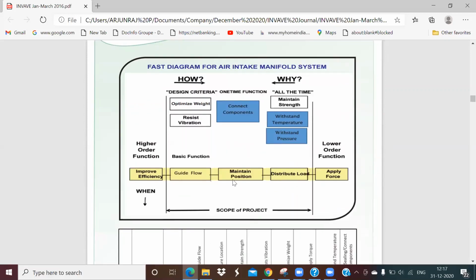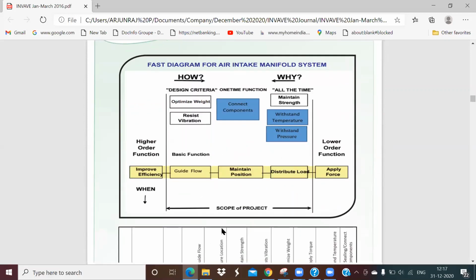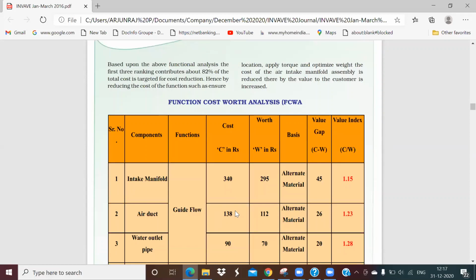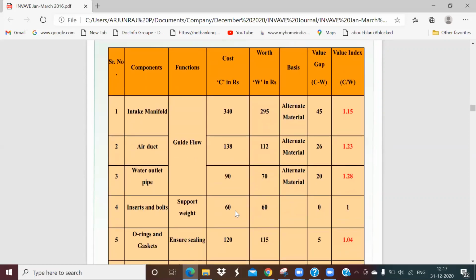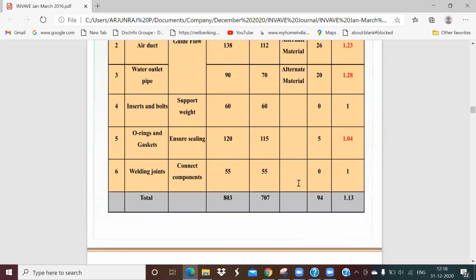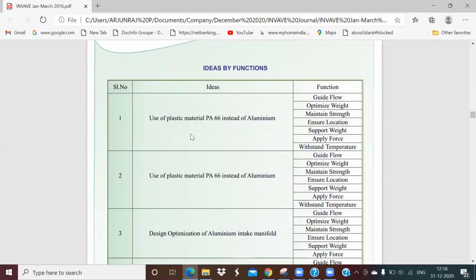Then again, you have to. It is similar to the exhaust valve. And you see the cost of the intake manifold, there is a difference of 45 rupees. This is the current material, being aluminum. So when you go with plastic, the cost is reducing. We use the material polyamide 66 instead of aluminum.